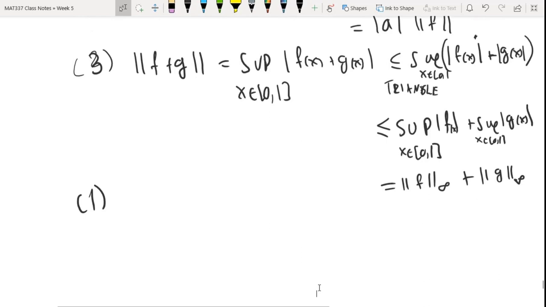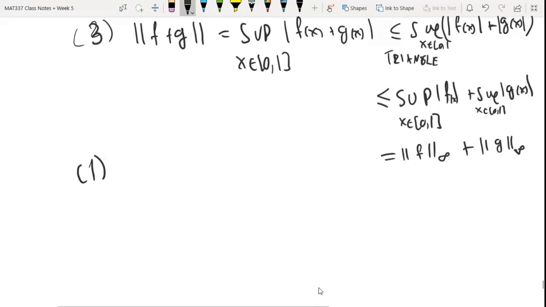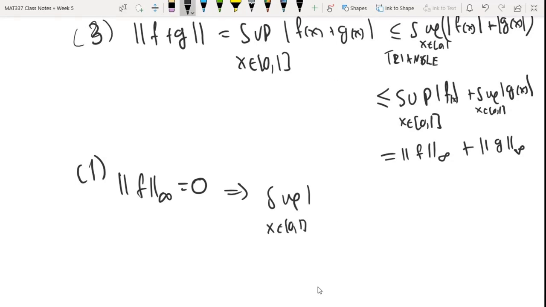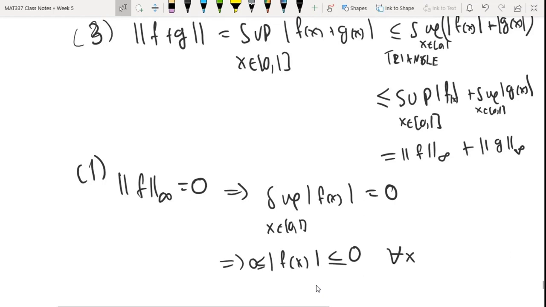Oh, I'm almost done. So this being 0 says that the supremum over 0, 1 of the absolute value of f of x is 0, but then that says that the absolute value of f of x is less than or equal to 0 for all x in 0, 1. And so f of x is 0. Okay. All right, so we're done.